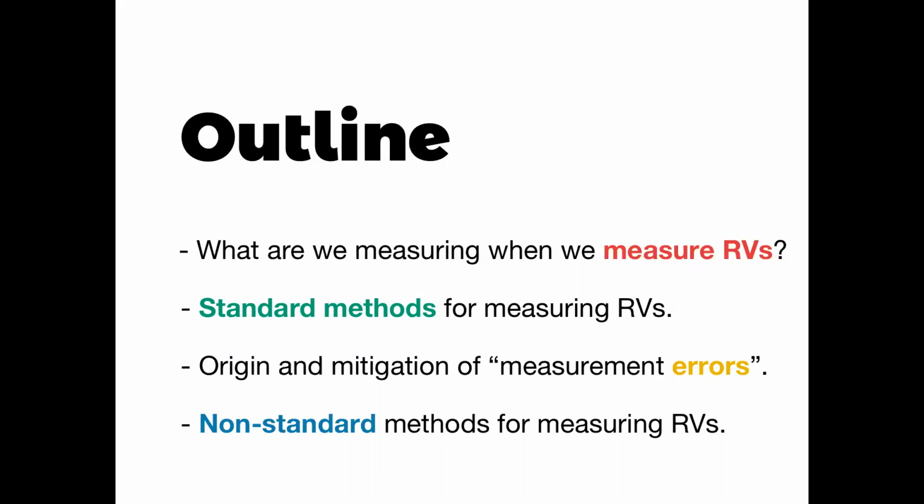And we'll spend most of the time talking about the origins and mitigation of the measurement errors that are mostly related to the process of extracting radial velocities. Not a comprehensive radial velocity error budget, but just focusing on the part where we're measuring the RVs. And finally, I'll briefly touch on some of the new and non-standard methods for measuring RVs and the future perspectives.